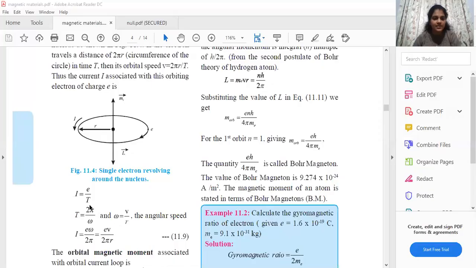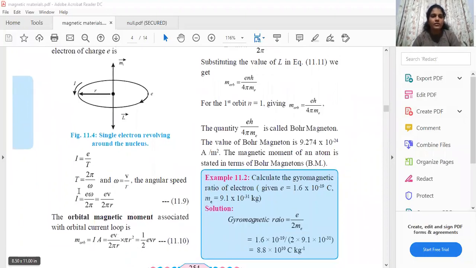Okay, so students, I explained how we got this formula I is equal to E upon T. Yes or no? Okay, fine. Now, over here, see this part: T is equal to 2 pi upon omega. Now, how has this part occurred?